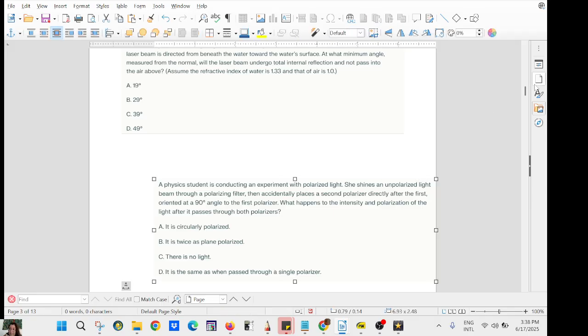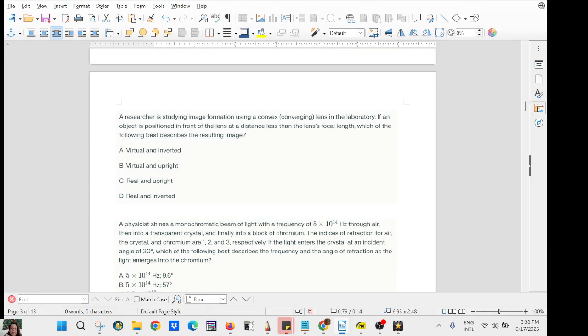Okay, so let's look at the next one. Converging. If an object is present in front of the lens at a distance less than the lens focal length, which one of the following describes the resulting image? So convex is a converging lens. It's like a magnifying glass. If you bring a magnifying glass very close to a piece of paper, you're going to see things upright but virtual. So the answer is virtual and upright.